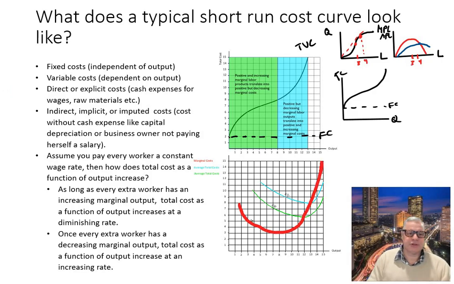So that's the marginal cost. And what is the marginal cost? Again, the marginal cost is essentially the slope of the total cost function at any point. So this is our total cost function.